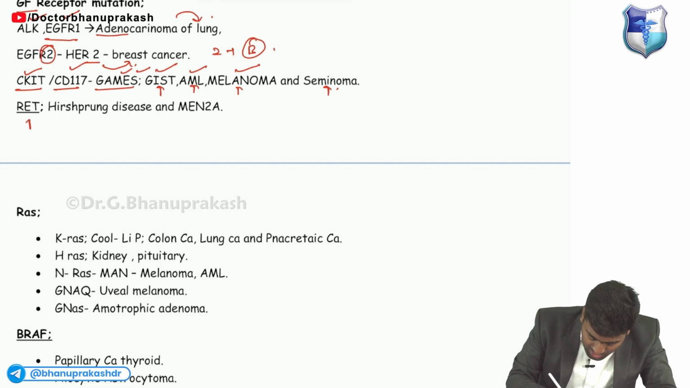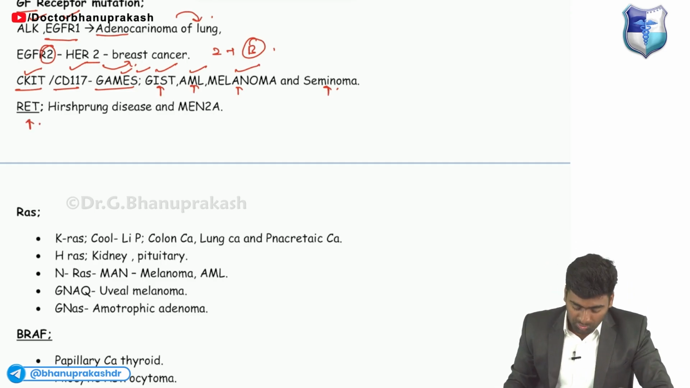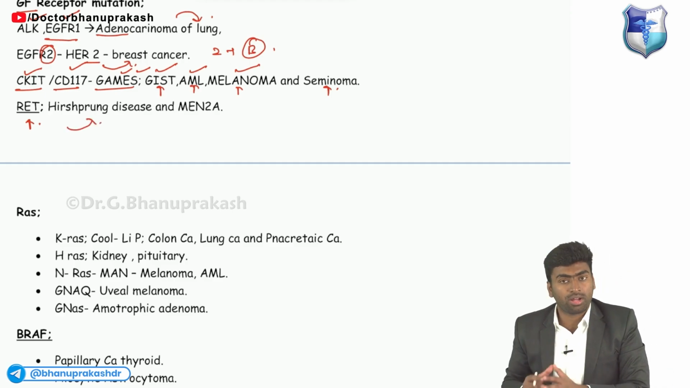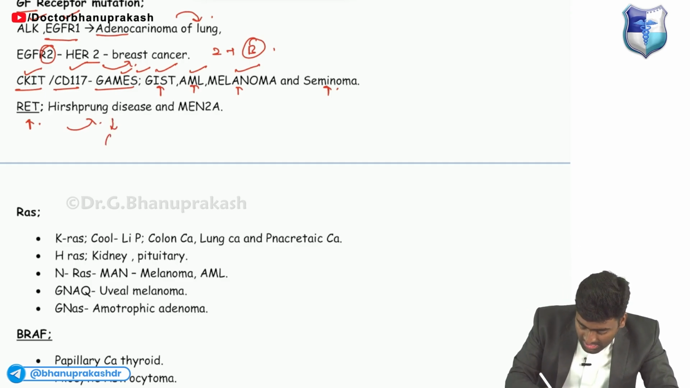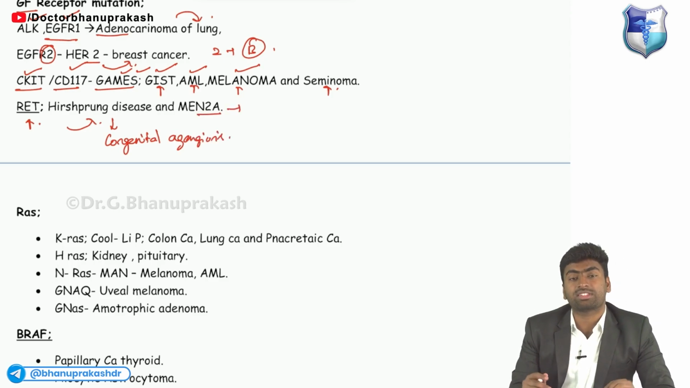Next, the RET gene mutation will be responsible for one disease and one multiple endocrine neoplasia. It is responsible for the disease known as Hirschsprung disease, which is congenital aganglionosis. Then MEN2A is because of the RET gene mutation. We will discuss MEN in our medicine part.